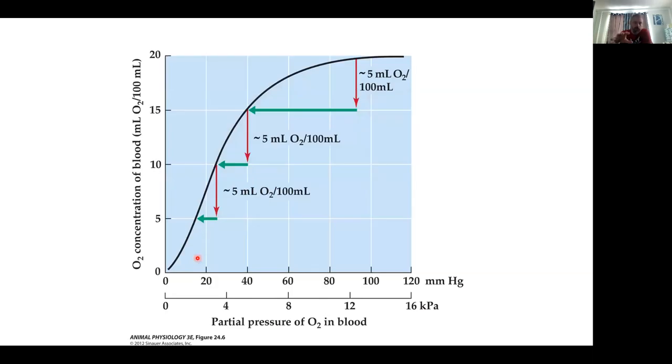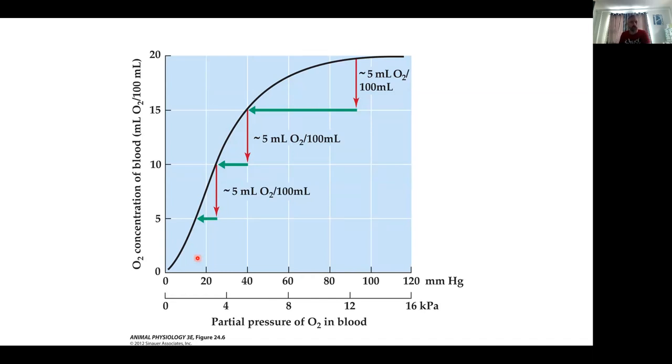Going back to a generalized delivery curve here and to some of the things that we touched on before, because the curve is not linear, we see that changes in partial pressure in, say, the surrounding fluids, depending on where we're at in terms of that partial pressure, we might see very, very small changes in oxygen concentration in the blood, or we might see bigger changes.